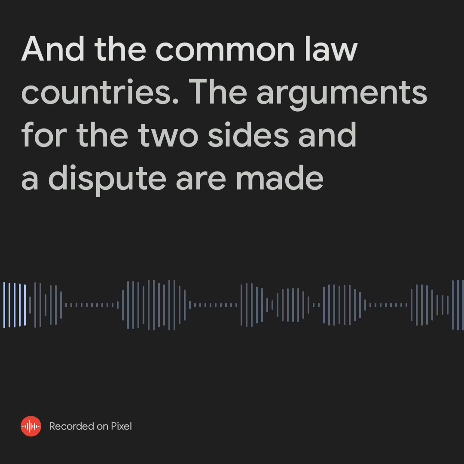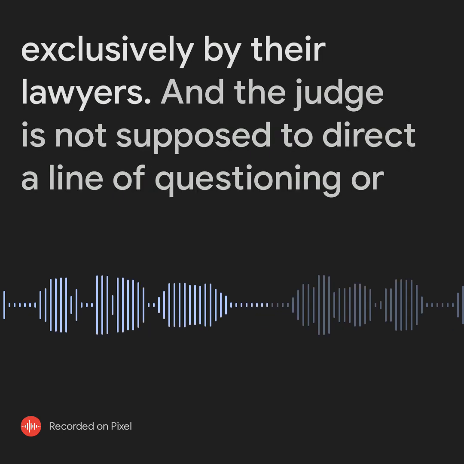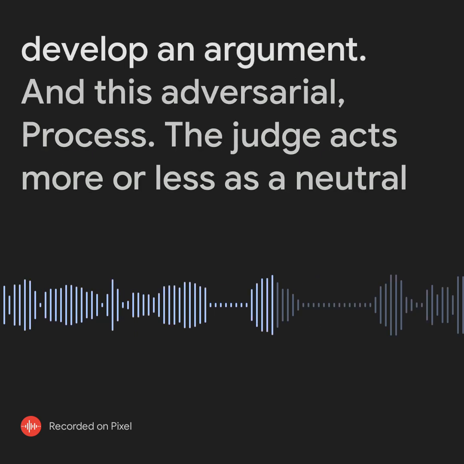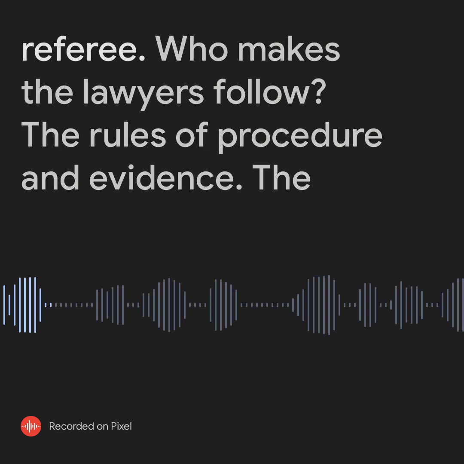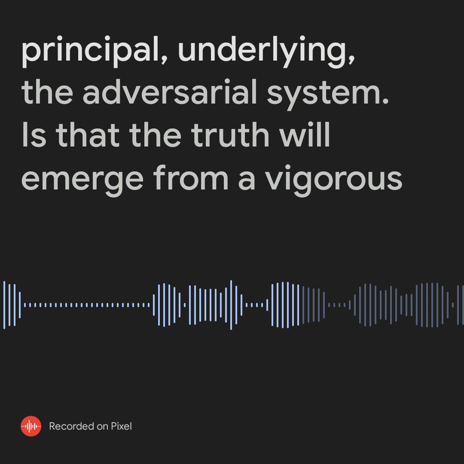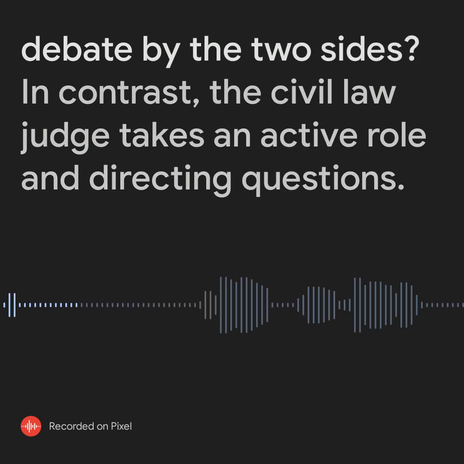In the common law countries, the arguments for the two sides in a dispute are made exclusively by their lawyers, and the judge is not supposed to direct a line of questioning or develop an argument. In this adversarial process, the judge acts more or less as a neutral referee who makes the lawyers follow the rules of procedure and evidence. The principle underlying the adversarial system is that the truth will emerge from a vigorous debate by the two sides.